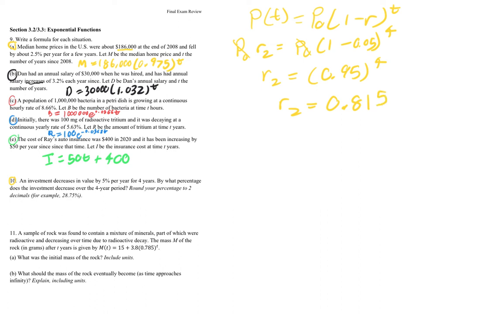So to find out how much it decreased by, we're going to say 1 minus 0.8145. Do that and say 1 minus this. It's going to give us 0.1855, which is times 100. It's going to give us 18.55%, and that's how much we have decreased by over the 4-year period.